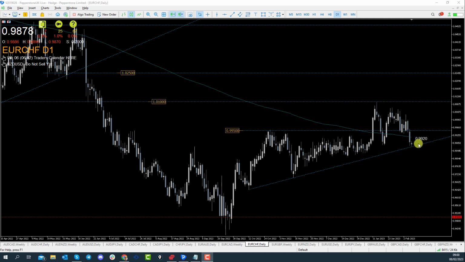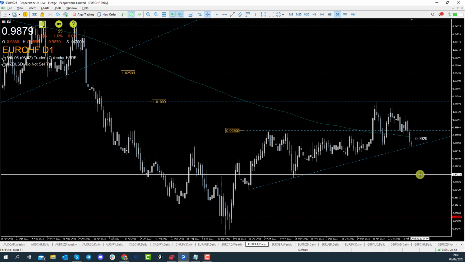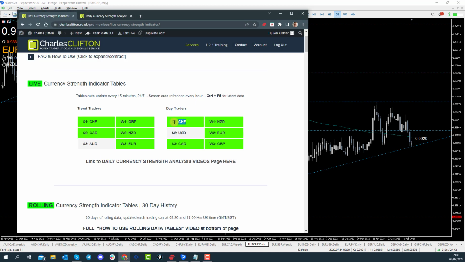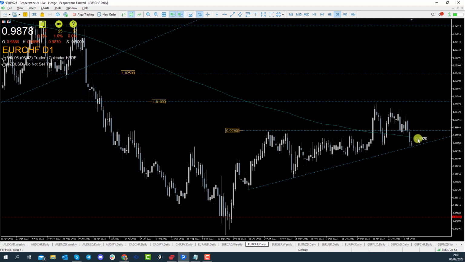I don't think we would see the break down to 0.95. In fact, I think we're probably going to see price come back down towards the 97 handle. Sorry, I might have misspoken there as well. Swiss is on the top of the tables as the strongest currency at the moment.